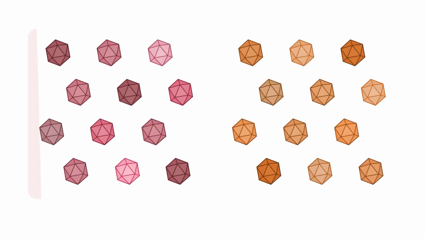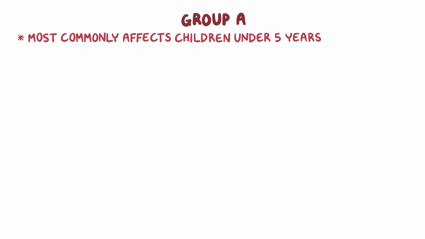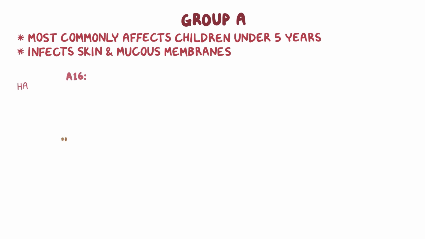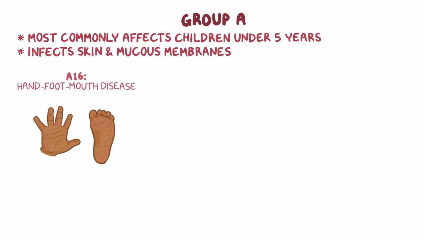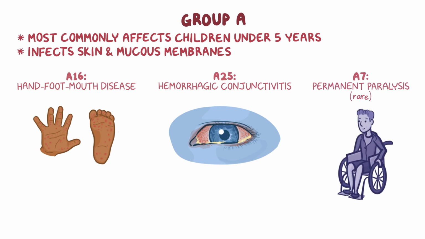All right, Coxsackievirus counts over 24 serotypes, but they can be grouped in only 2 groups, A and B, based on their pathophysiology. Starting with Group A, it most commonly affects children under 5 years, and it generally prefers infecting the skin and mucous membranes. The most known serotype of this group is A16, known to cause the hand-foot-mouth disease, called so because it causes tiny blisters on those body parts. Other concerning serotypes include A25 that causes hemorrhagic conjunctivitis, and A7 that causes polio-like permanent paralysis, though it's rare.